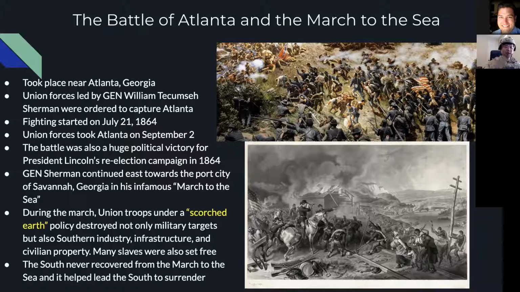So the South never really recovered from the March to the Sea. And it was really significant because the damage that was done by General Sherman and his troops helped lead the South to surrender later on during the war next year. Any questions? I see, Emily, you got your hand up.